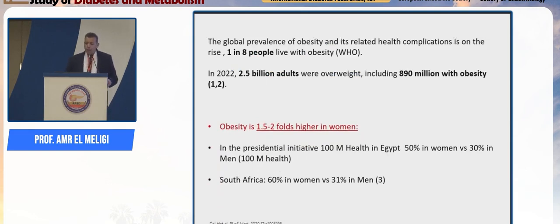The global prevalence of obesity and its related health complications is on the rise. 1 in 8 people live with obesity, according to WHO estimates. In 2022, 2.5 billion adults were overweight, including 890 million with obesity. Obesity is higher in women, about 1.5 to 2 folds than men. In the presidential initiative 100 Million Health in Egypt, 50% of women were obese and 30% of men were obese or overweight. In South Africa, 60% of women are either overweight or obese, and 31% of men are overweight or obese.